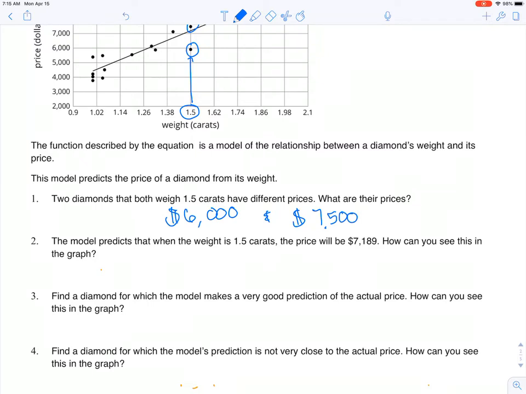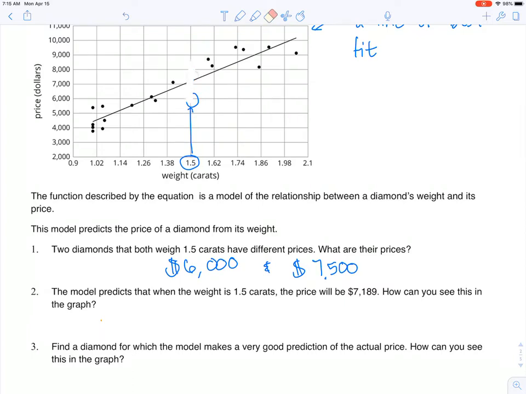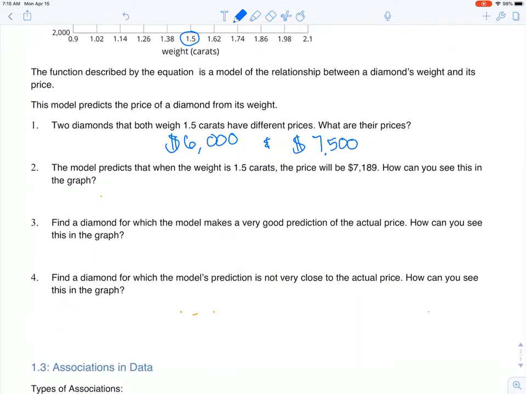The model predicts that when the weight of a diamond is 1.5 carats, the price will be 7,189. How can we see this in the graph? That's because this is where the line intersects. It's the point at which the line of best fit intersects the graph.